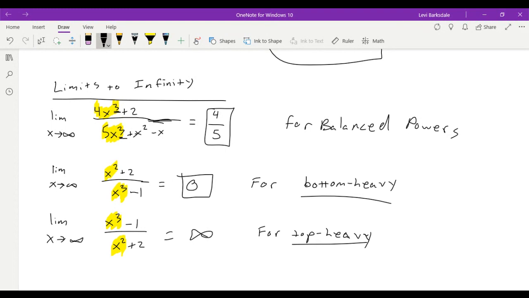With these top heavy functions, they could also go to negative infinity. For instance, if we had a negative in front of this x cubed, that would make it go to negative infinity. But the big thing to remember is if the top is of a greater order than the bottom, if it's top heavy, we're going to have it go to positive or negative infinity.